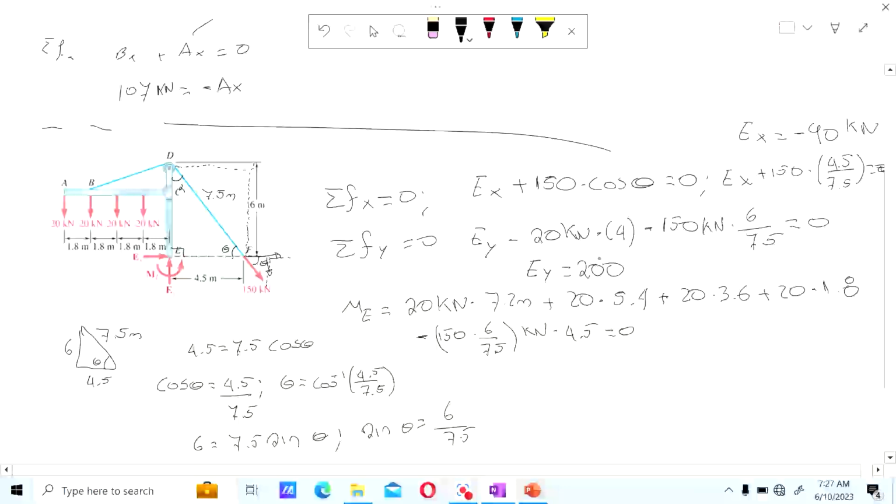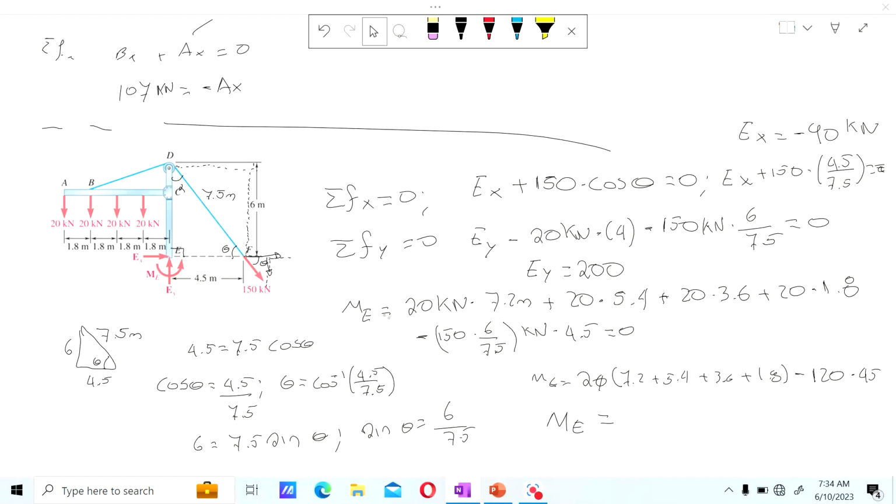And then the moment is 20 times 7.2. So actually, we can fix this a little. Moment at E equals 20, and then 7.2 plus 5.4 plus 3.6 plus 1.8. Minus 200. No, what is 150? 150 times 6 divided by 7.5 is.